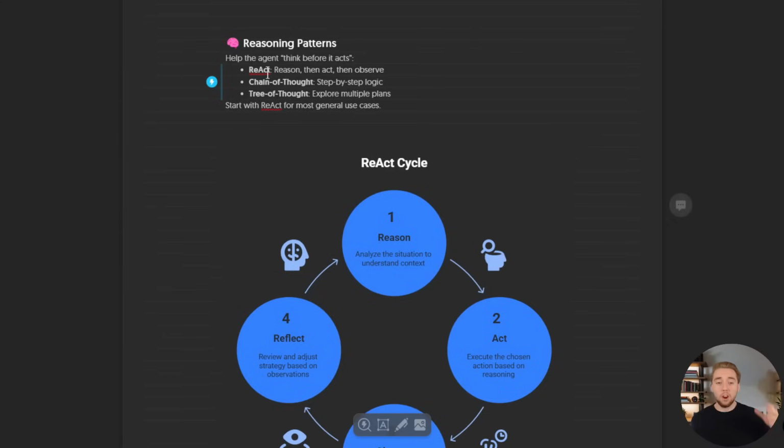Next, we have the different reasoning patterns for AI agents. So first we have React. This is reason, then act, then observe. This is the main one that we'll focus on in a little bit. Then we have chain of thought. So step-by-step logic. This is your classic telling an LLM to think through a problem step-by-step, and that generally does give us better results.